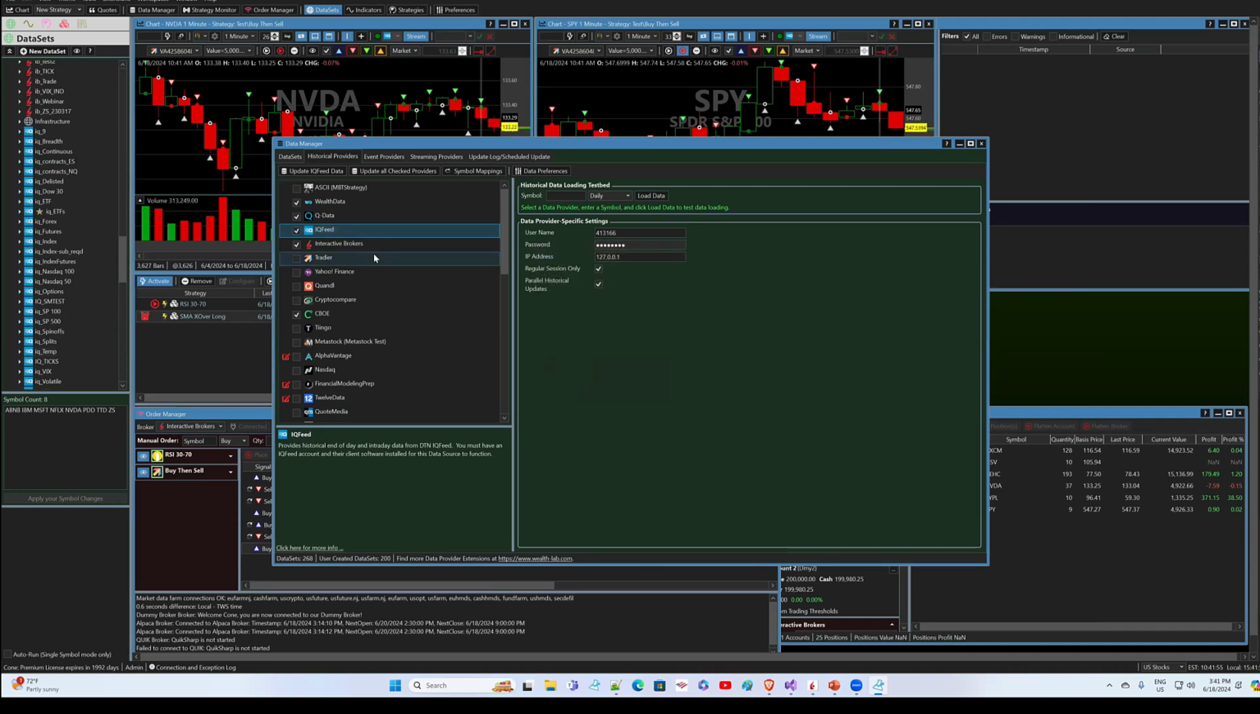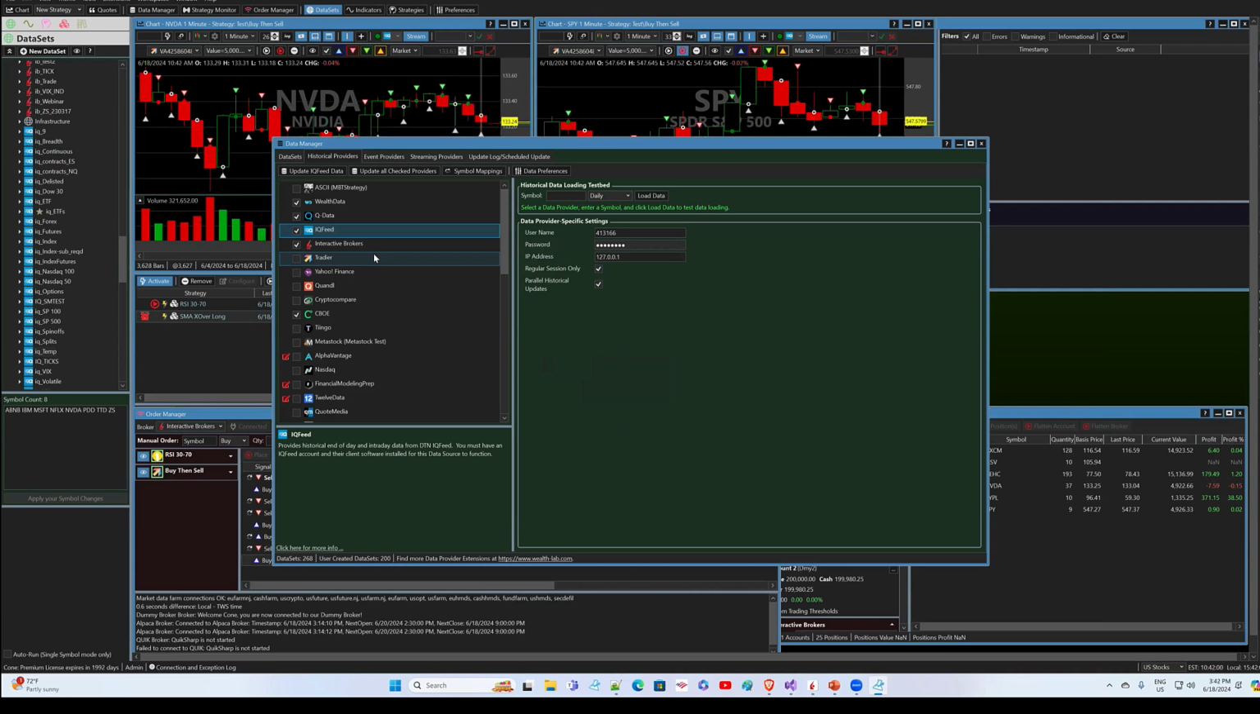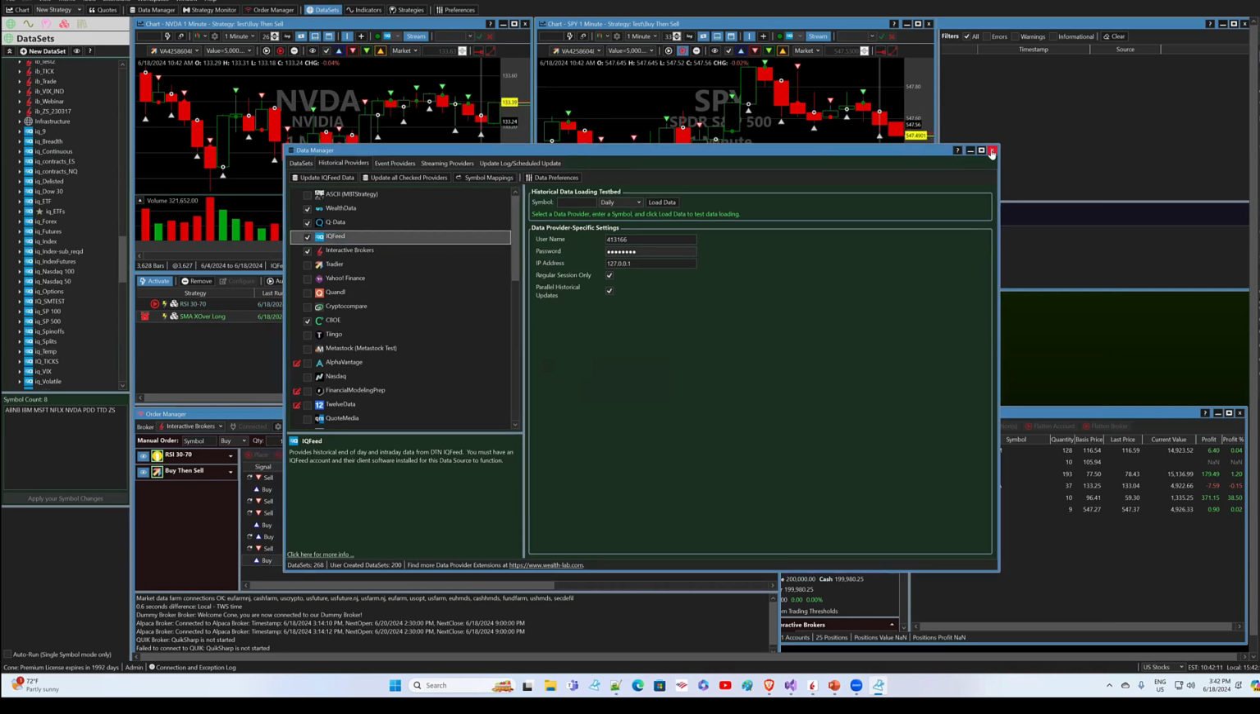But anyway, you can see there's a lot of different brokers, a lot of different data feeds. If you have a problem with matching a symbol in your data feed to your broker, the symbol mappings are the thing to look for. Okay.